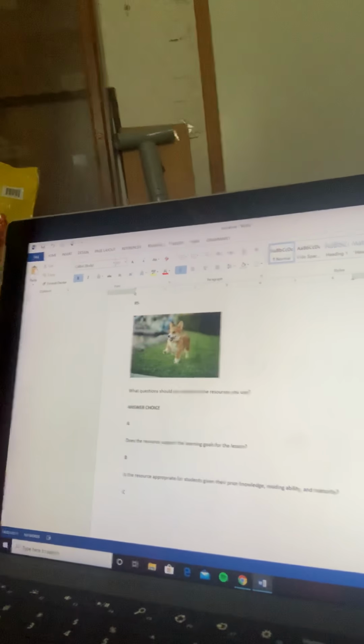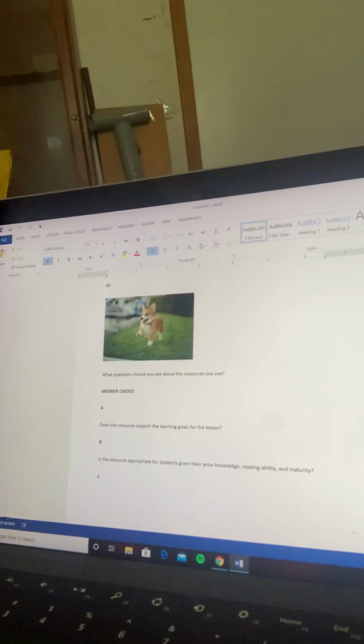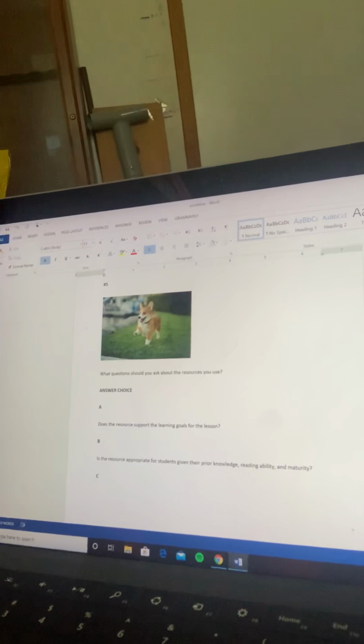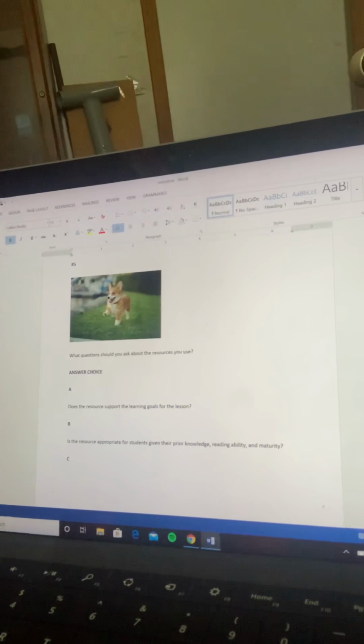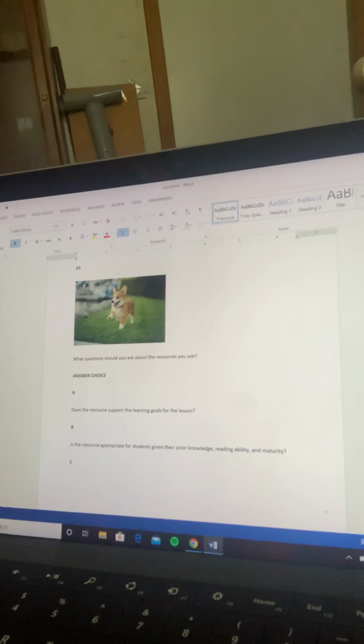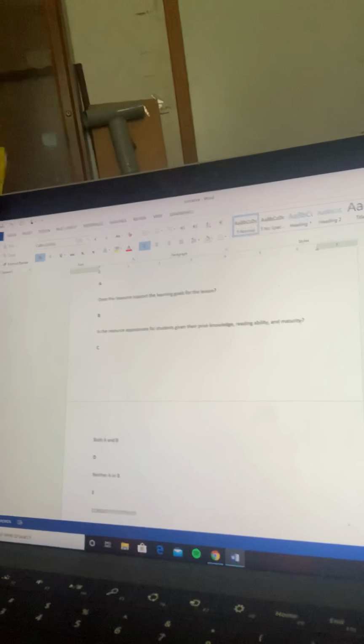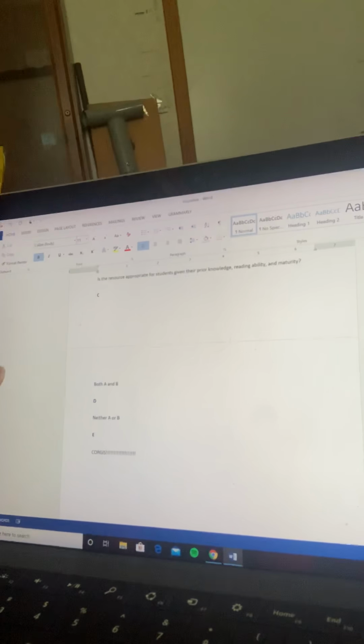Number 5, what questions should you ask about the resources you use? A, does the resource support the learning goals for the lesson? B, is the resource appropriate for students given their prior knowledge, reading ability, and maturity? C, both A and B. D, neither A or B. Or E, corgis!